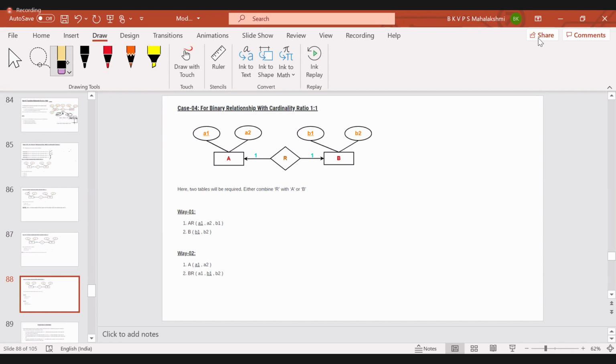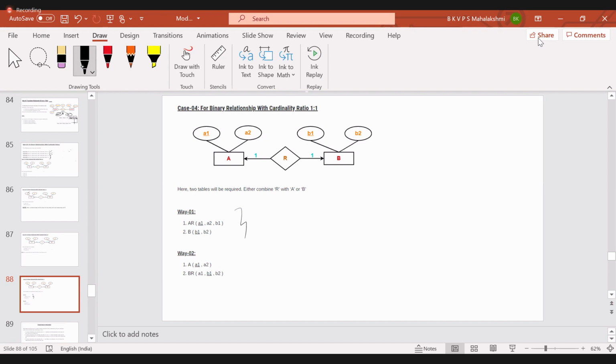1:1 cardinality. Suppose in your ER diagram you have mentioned 1:1 anywhere. Here there are 2 ways. You can combine this R with anything, either the first entity or the second entity. If you combine this with the first entity, you will get this kind of tables. In these tables, you have to specify the attributes.